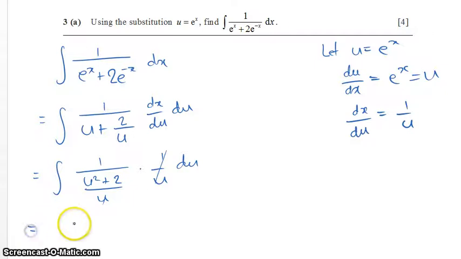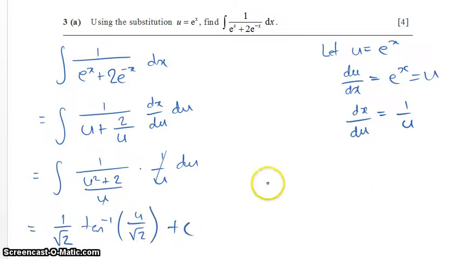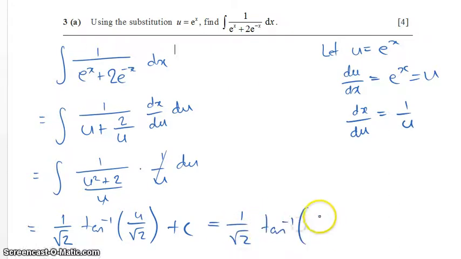So this is just going to be 1 over root 2 tangent inverse of u over root 2 plus c. Now importantly, we aren't supposed to leave our expression in terms of u. We should convert it back to what we were given at the start, which is x. So this will be 1 over root 2 tangent inverse of e to the x over root 2 plus c, and that's our final answer.